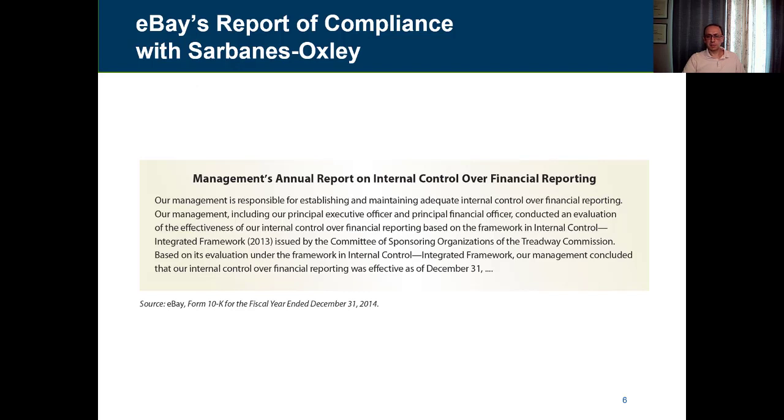And here we have an example from eBay. We all know this company. And this is a paragraph that shows management's annual report on internal control over financial reporting. So how management admits responsibility for establishing and maintaining adequate internal control. I'll just read it for you so you can know what the language looks like.